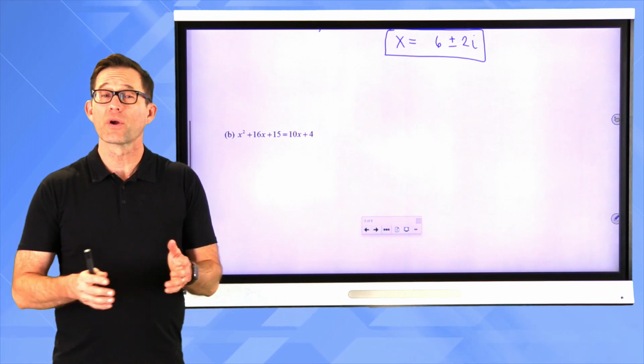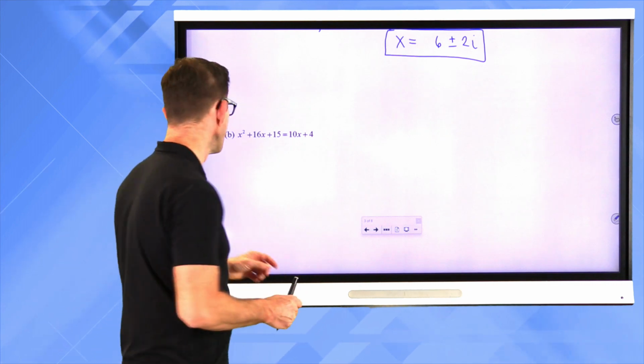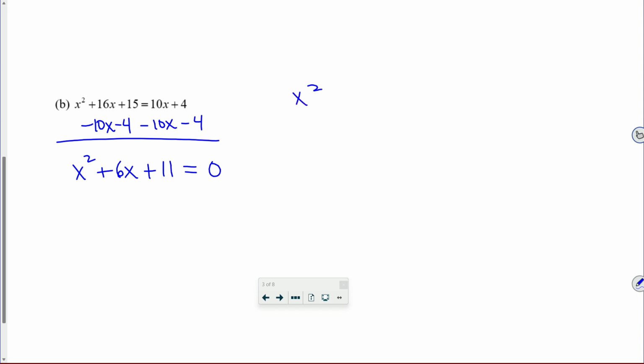Regardless of whether I do the quadratic formula or completing the square, I do like to get everything equal to 0. So what I'm going to do is subtract a 10x and subtract a 4 from both sides. That's going to leave me x squared plus 6x plus 11 is equal to 0. Now one of the bigger differences is if I'm going to go with completing the square, then I tend to move that constant over to the other side. So I'm going to end up having a negative 11 on the other side, which makes you wonder why I even put the 4 on the left-hand side in the first place.